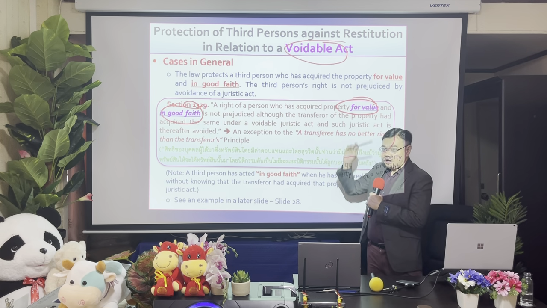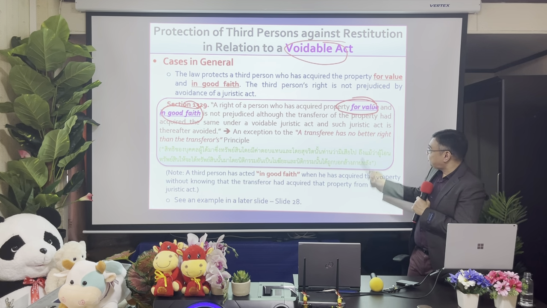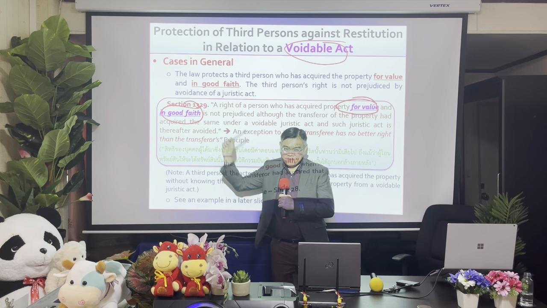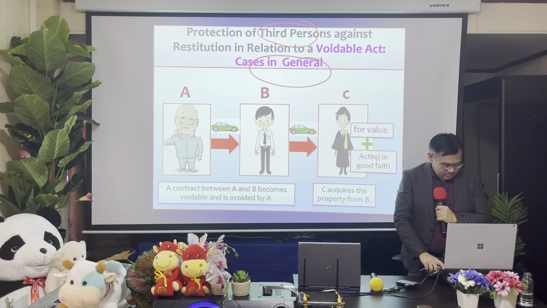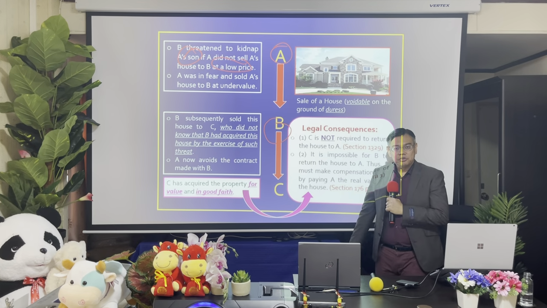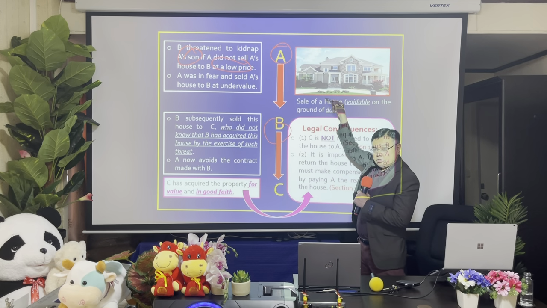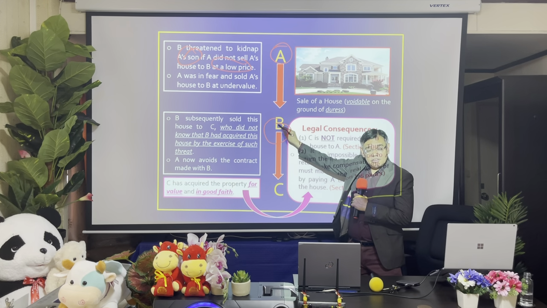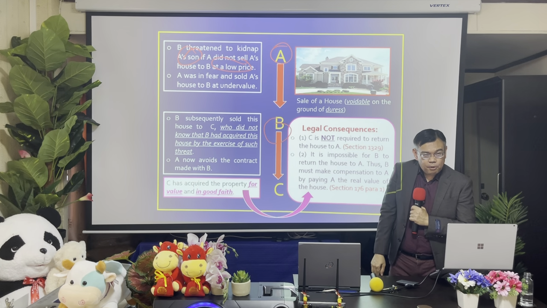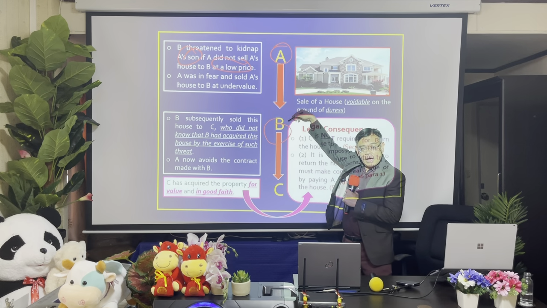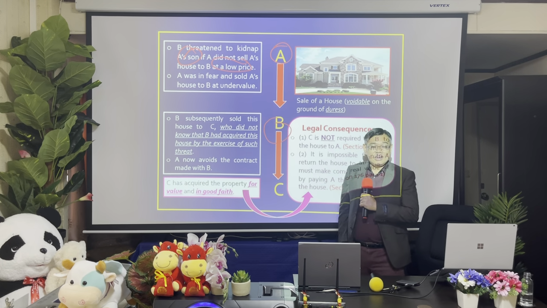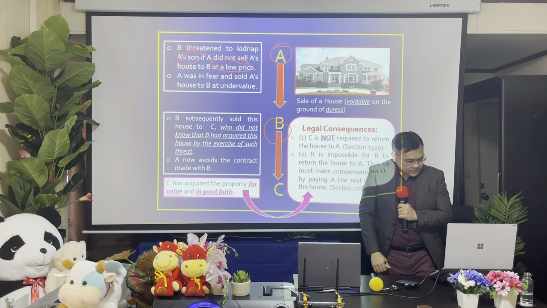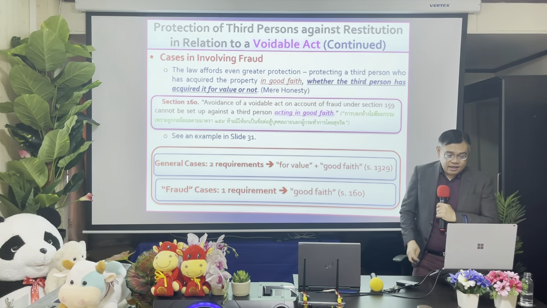Section 1329 protects a third party's rights who has received the property for value and in good faith. So in this case, when A cannot get this house back, A will have to have recourse against B, because in the case where restitution becomes impossible, B will have to pay damages to A in compensation for the impossibility of restitution. Now, what about the case which involves fraud?